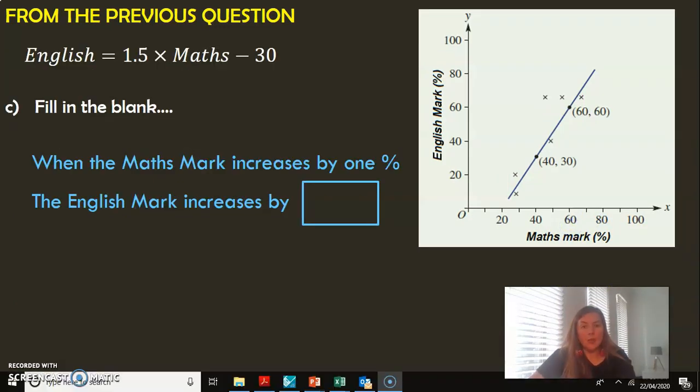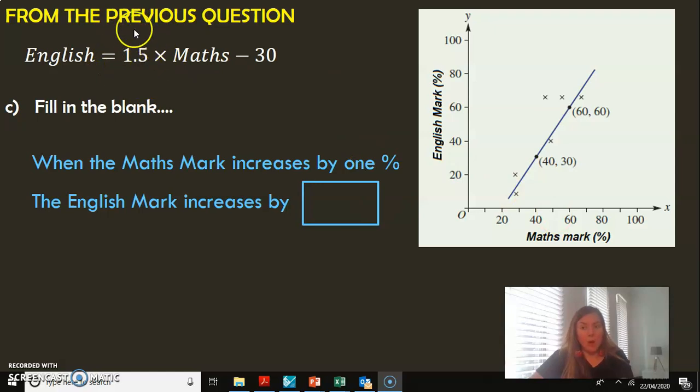Lastly, you will have some questions in this section that look like this as well. This essentially is getting you to think about interpreting your gradient. What does your linear model actually mean in terms of the data? So this one here: when the maths mark increases by 1%, what does the English mark increase by? Again, when you see this sort of language, my X increases by 1, what is my English mark, my Y, increasing by? That means look at your gradient.